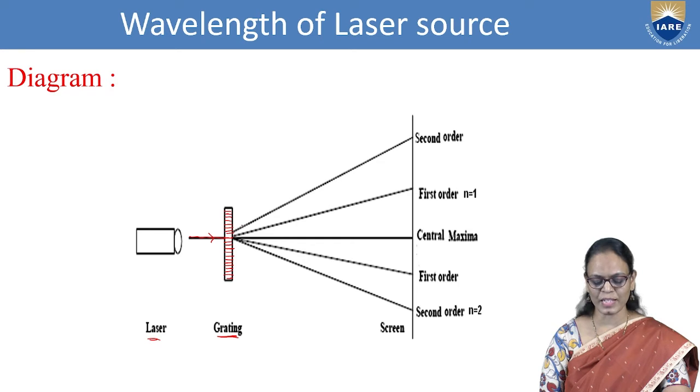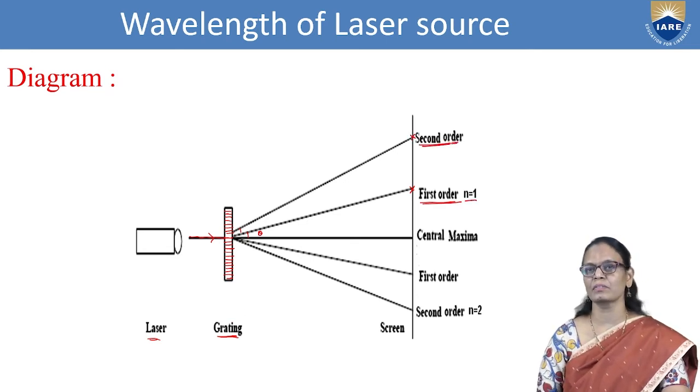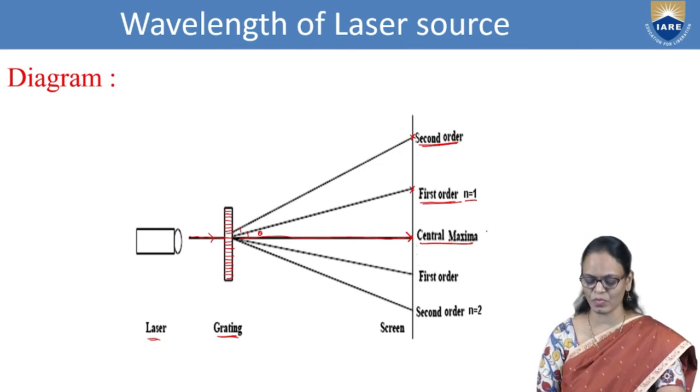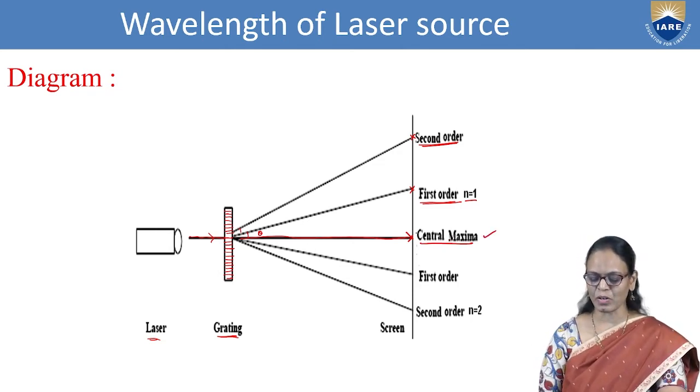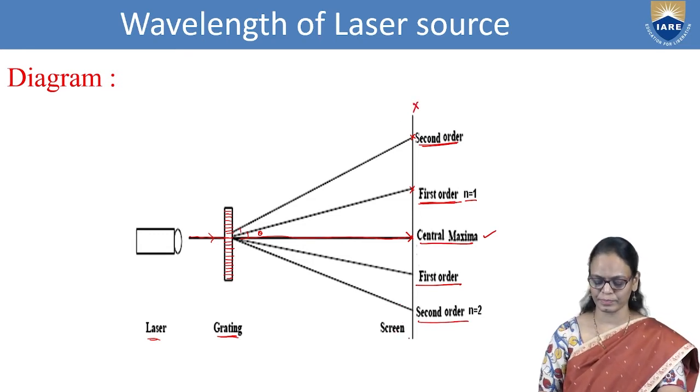So when light falls on the slit, it will bend. This is the angle it makes. All the rays that bend and come here, you will get the first order, n = 1. And those which arrive here, we get the second order. The central one is always a maximum because the rays are traveling straight. There is no path difference, no phase difference. So we get the central maxima. And again, on either side of the central maxima, we have the first order and then the second order. This is the pattern we see on the screen XY.